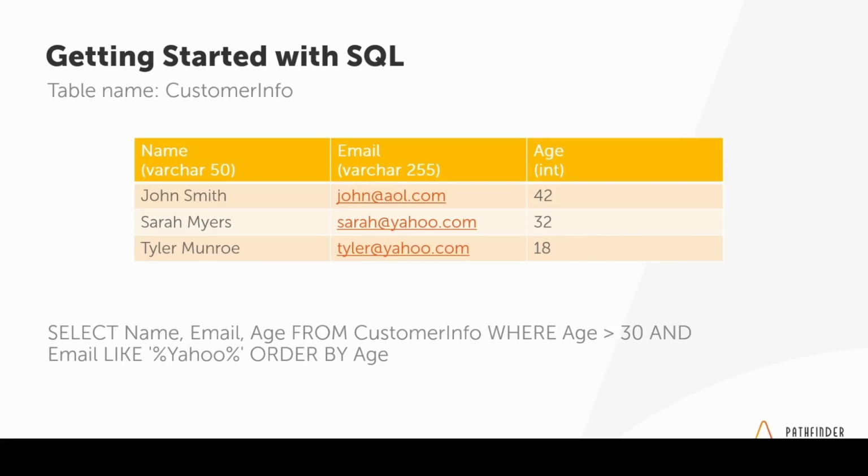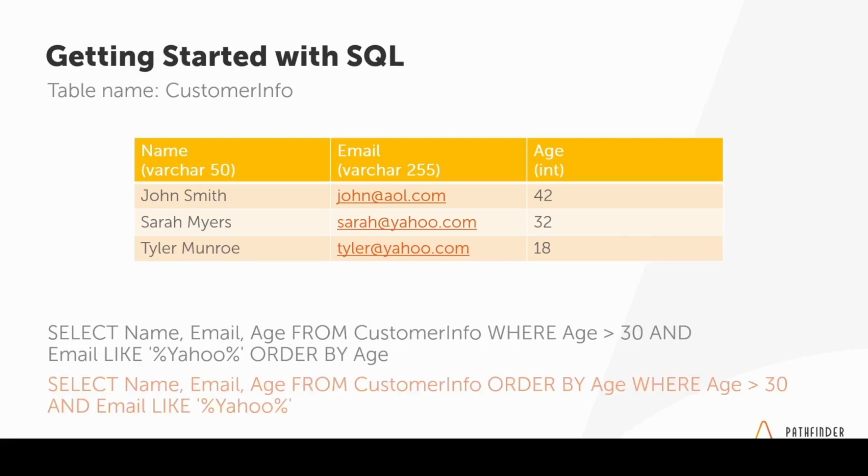Consider these queries. The first one sorts the records by age, starting from lowest to highest. Adding the DESC, or descending, keyword reverses the sort.